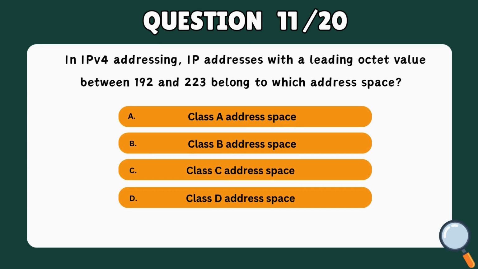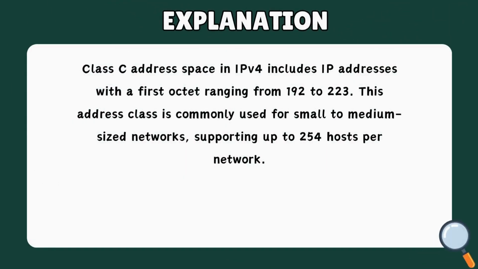A. Class A address space, B. Class B address space, C. Class C address space, D. Class D address space. Correct answer, C. Class C address space. Class C address space in IPv4 includes IP addresses with a first octet ranging from 192 to 223. This address class is commonly used for small to medium-sized networks, supporting up to 254 hosts per network.